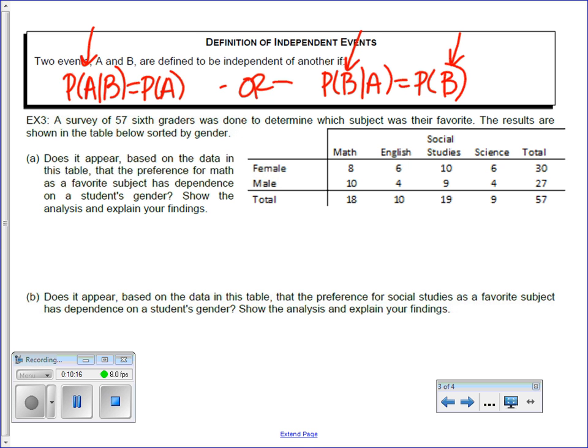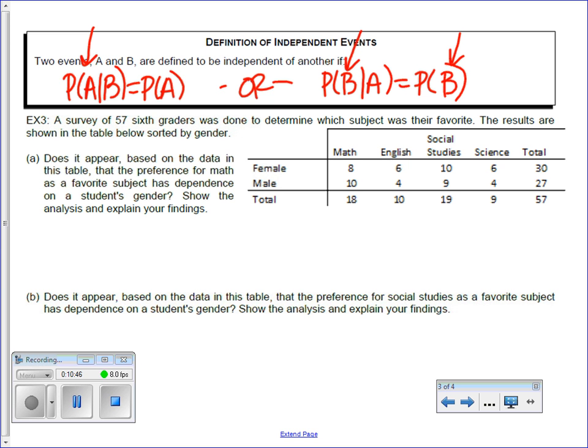Okay, so let's do one more example together. So let's read. A survey of 57 sixth graders was done to determine which subject was their favorite. The results are shown in the table below, sorted by gender. Okay, so all across the top I see different subjects, and then along the side I see female and male. Does it appear, based on the data in this table, that the preference for math as a favorite subject has a dependence on a student's gender? Show the analysis and explain your findings.